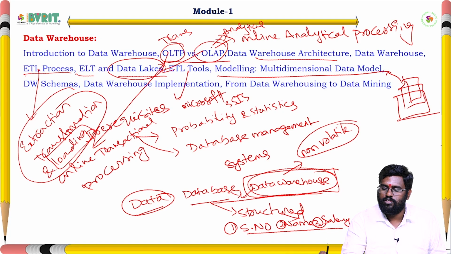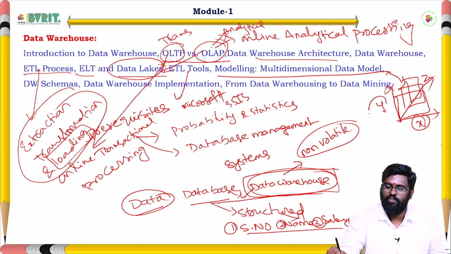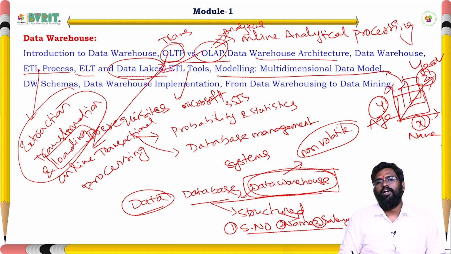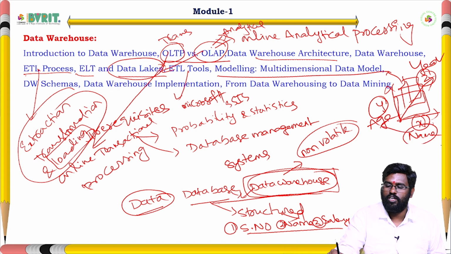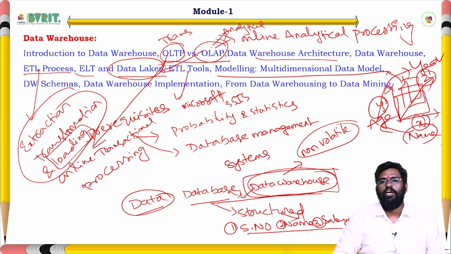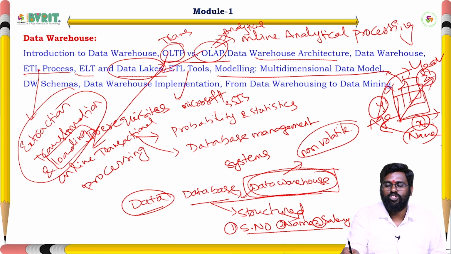So this is the x-axis, this is the y-axis and this is the z-axis. We need to show x-axis data, y-axis data and z-axis data. For example, x is name, y is age and z is year. So we need to show multiple dimensions in the form of a model. By seeing this picture, we need to identify that it contains more than one dimension. By seeing the name, the related age will be displayed and the related year will be displayed. Like that, multidimensional data will be displayed in data warehouses.